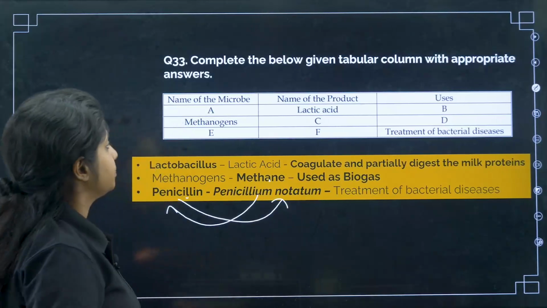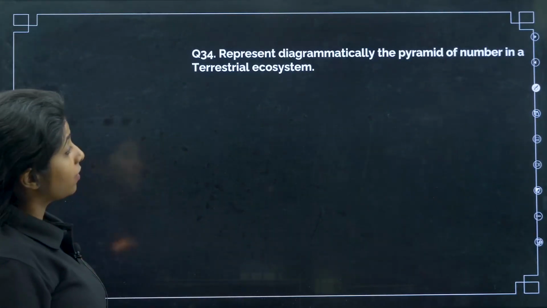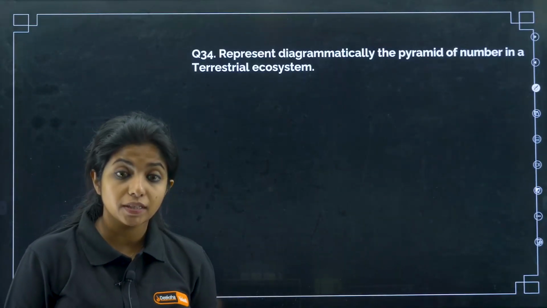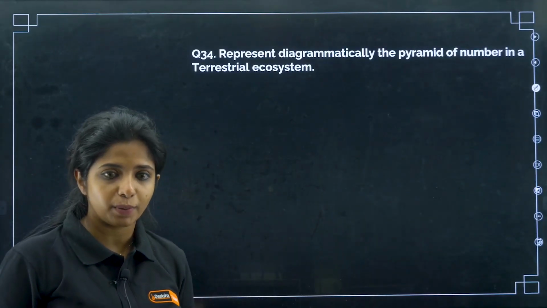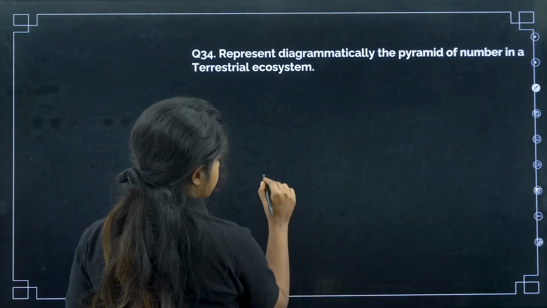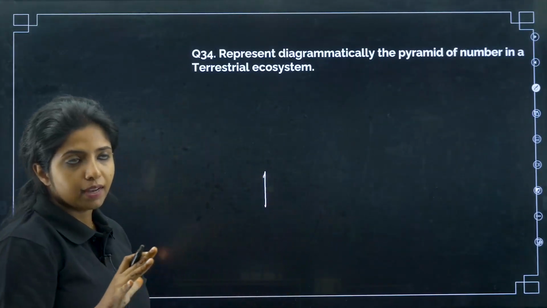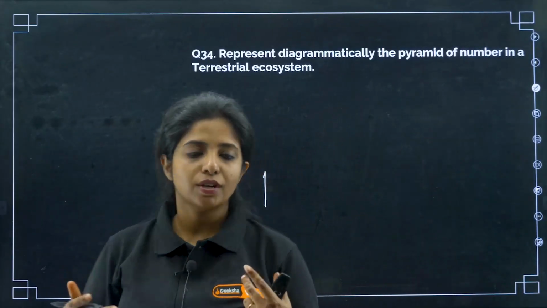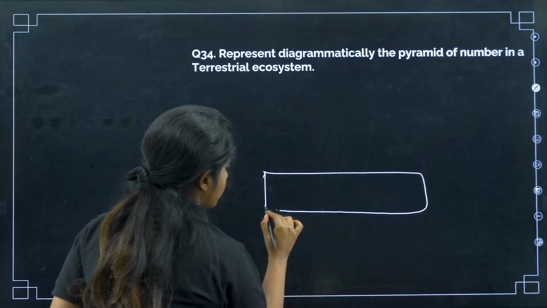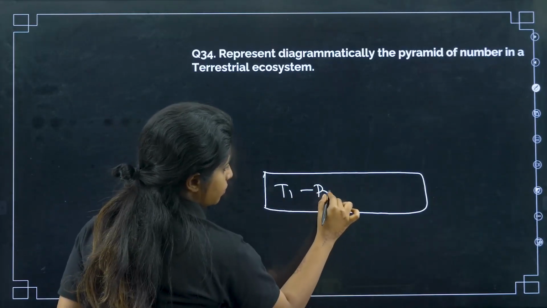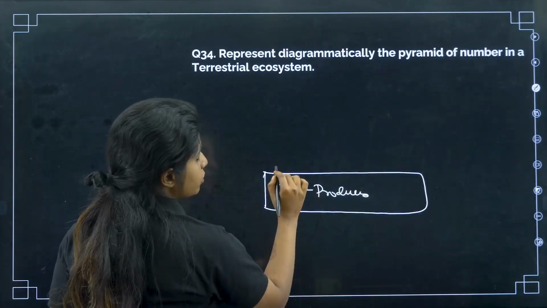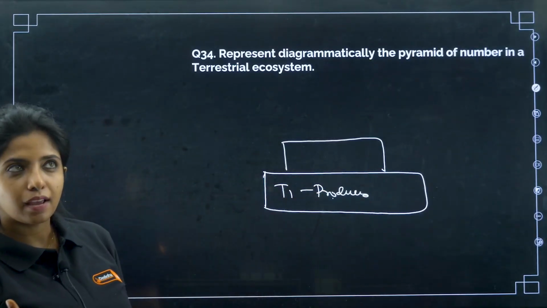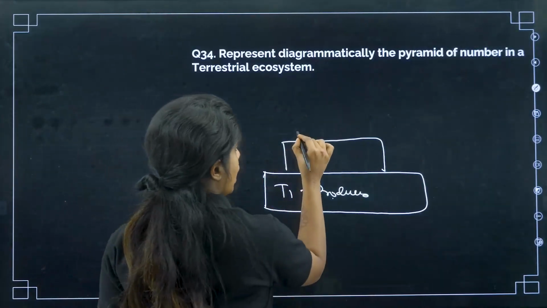Cool? And now next one, represent diagrammatically the pyramid of number in a terrestrial ecosystem. How do you represent the pyramid of number in a terrestrial ecosystem, my dear children? The pyramid of number looks like this. In a terrestrial ecosystem, the number of plants is way more than other organisms. So obviously the producers, T1, will be more. Now T2 will be less. For example, producers are eaten by rabbit. Now rabbit is eaten by tiger.